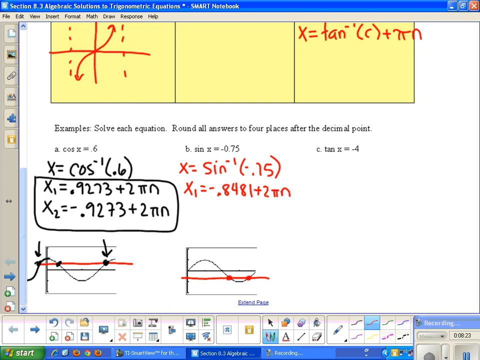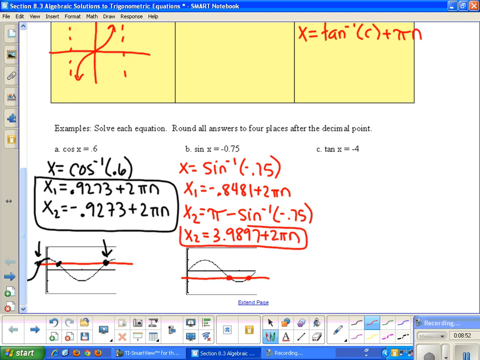And then for my second solution, remember we talked about that pi minus our answer gives us the second solution. So now x2 would be equal to pi minus the sine inverse of negative 0.75. And so on my calculator, I would actually type that in, and when I do, I get x2 is equal to 3.9897 plus 2 pi n. So this would be my 2 solutions.